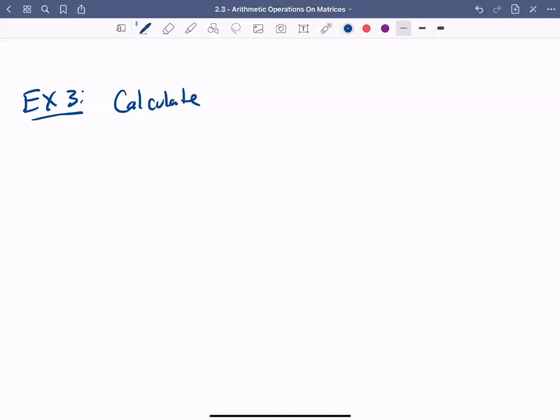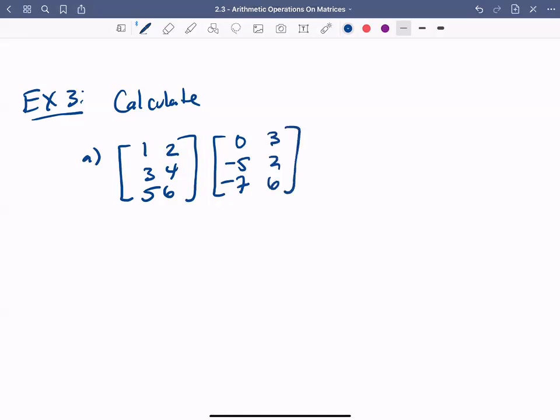Just calculate the first one. 1, 2, 3, 4, 5, 6 times 0, -5, -7, 3, 2, 6. So the first thing we need to check when we multiply matrices is that the column matches the row in order to multiply it. So let's write it now. When we talk about this, we talk about how many rows by columns. So it has 3 rows and 2 columns, so this is a 3 by 2. And this one is also a 3 by 2.